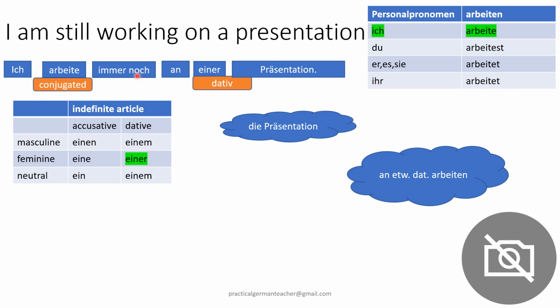For example, if you go to a restaurant and you order, and then the waiter asks, do you want something else? The waiters will just say, noch etwas. But here the combination of immer and noch means still. Okay, just accept it. So immer noch usually means still. So ich arbeite immer noch an einer Präsentation.